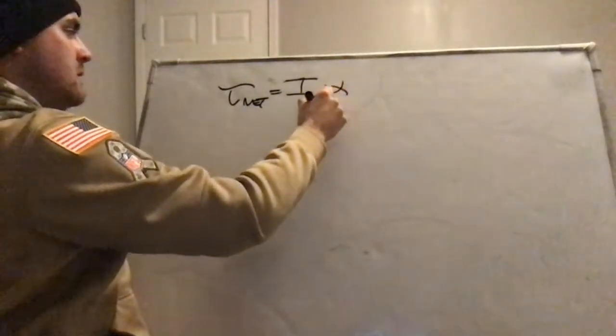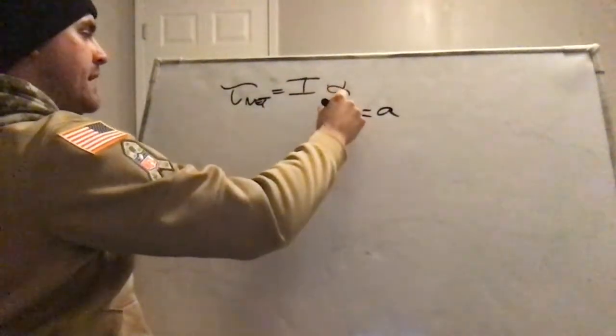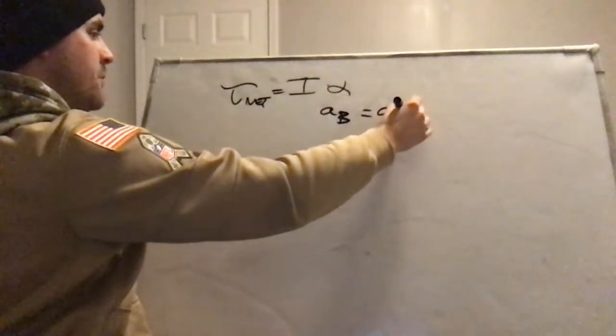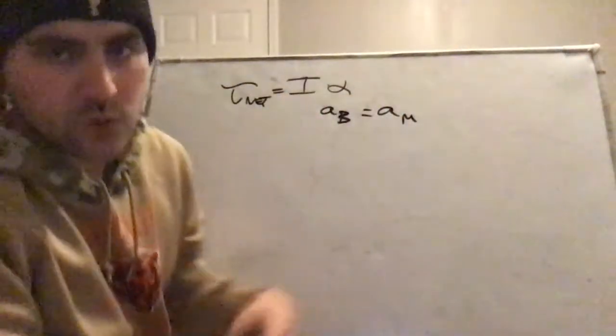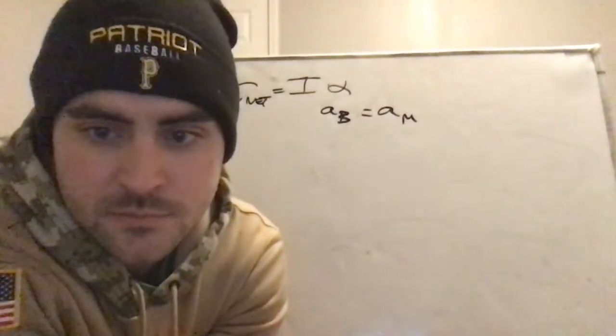Prove that alpha for the big mass is equal to alpha for the little mass. If you can go prove that, then you've got your answer right there for you.